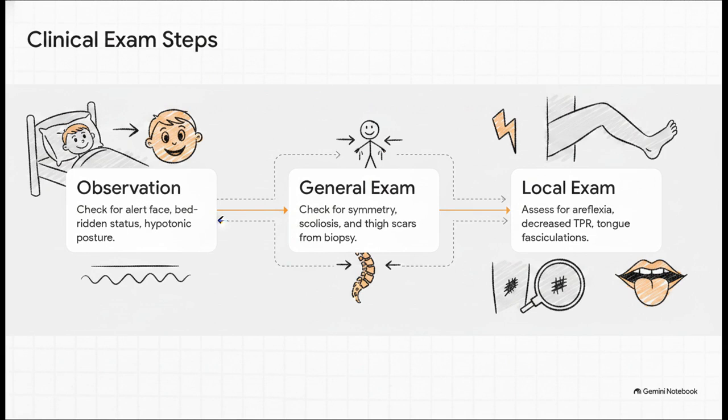Then, Step 3 is your local neurological exam. You're hunting for those lower motor neuron signs: decreased tone, decreased power, and diminished reflexes, sometimes even total areflexia. And please, don't forget to look inside the mouth for tongue fasciculations. That is a classic hallmark of anterior horn cell disease.